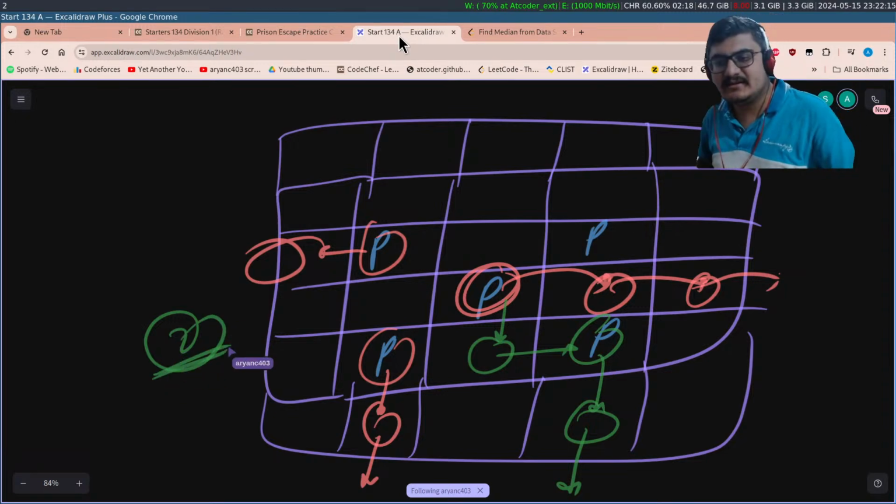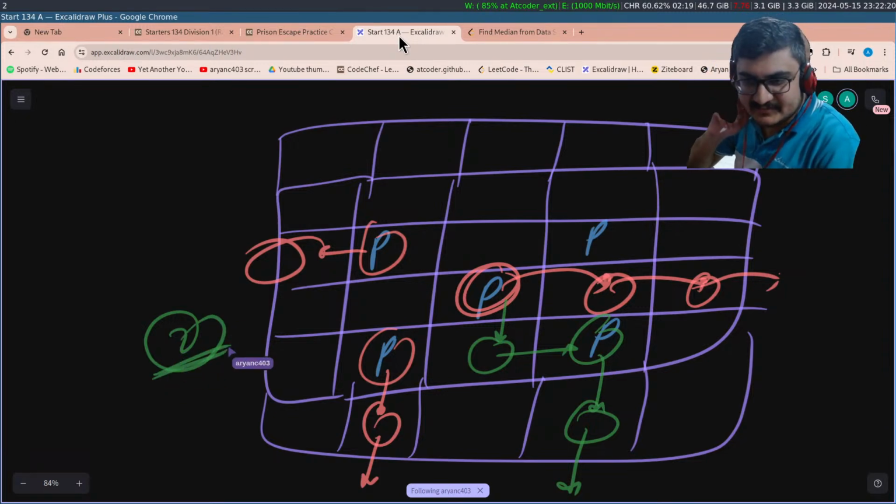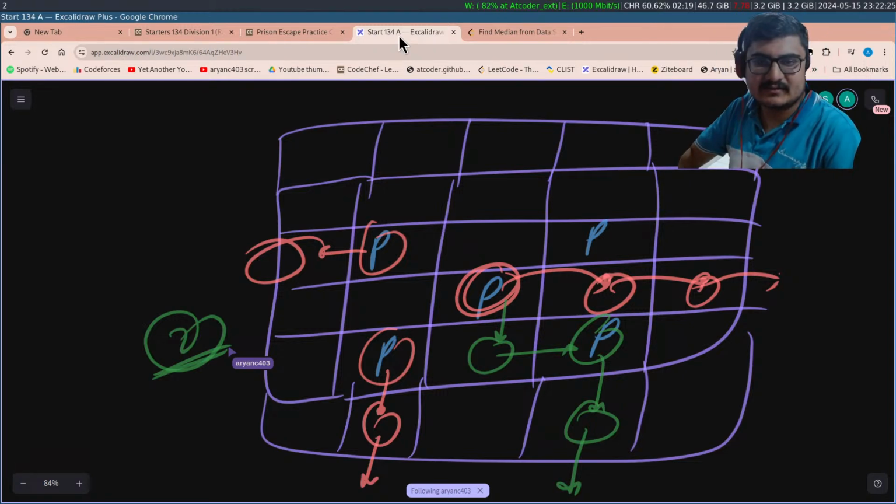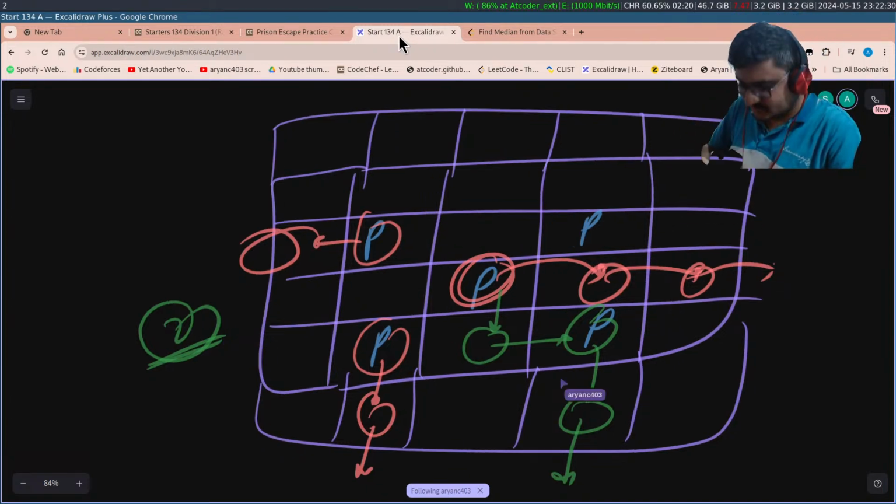And as someone mentioned, DFS for this gave a TLE. What we essentially need is to look at the problem the other way around. If we look at one prisoner, we do a DFS trying to find... let's first look at what DFS we need here.